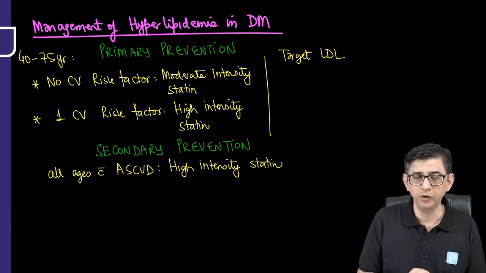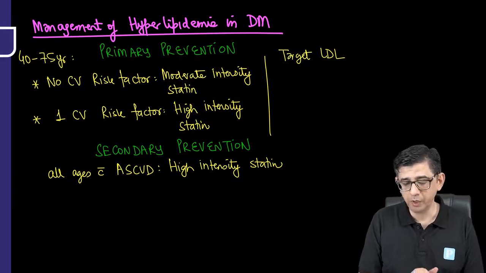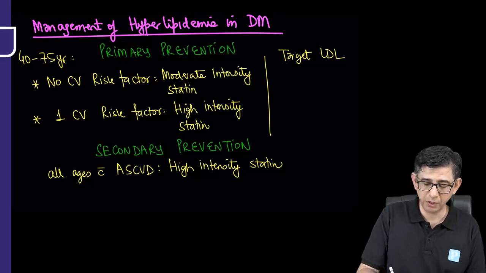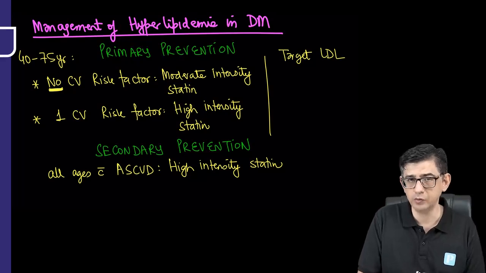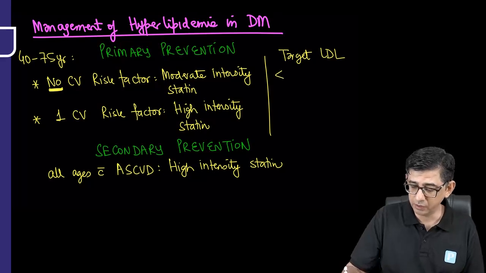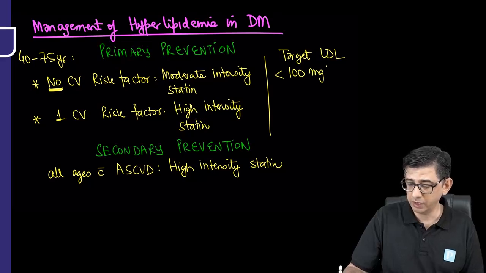Then in diabetics, there is always a problem with respect to hyperlipidemia. So for primary prevention, we will have to give statins. Now, when you give statins, what should be the target? If the person has no cardiovascular risk factor, his father did not have any premature coronary artery disease, he is not a smoker, then the target LDL in this patient who is a diabetic by himself would be kept at 100 milligram.